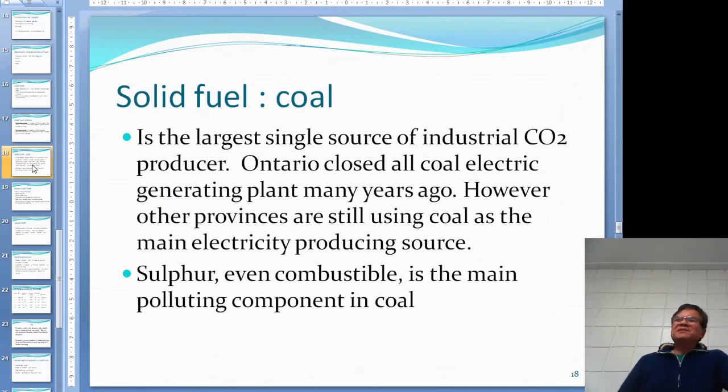So probably McGuinty, the premier, was also the one who shut it down. So that's quite some years ago, at least 15 years, something like that.